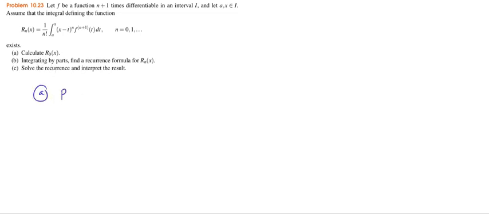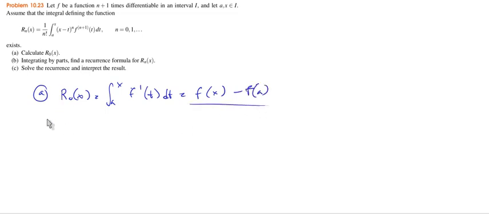R0: 0 factorial is 1, so this is the integral between a and x of the first derivative of f at t, so this is just f at x minus f at a. Now integrating by parts, find the recurrence formula for Rn.